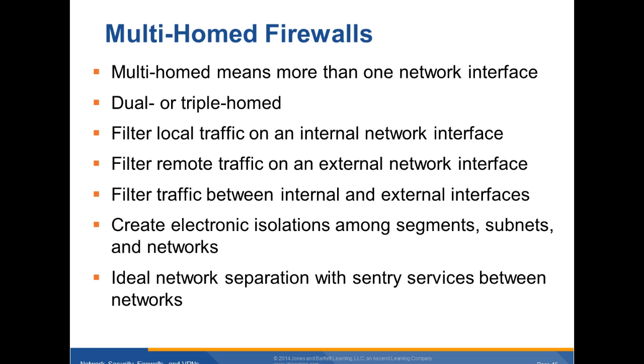Multi-homed firewalls means more than one network interface. Dual or triple homed. Filter local traffic on an internal network interface. Filter remote traffic on an external network interface. Filter traffic between the internal and external interfaces. Create electronic isolations among segments, subnets, and networks, and ideal network separation with sentry services between networks.